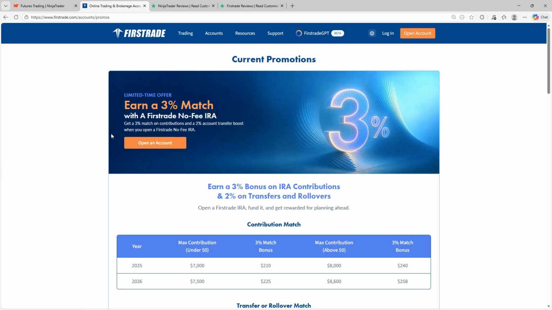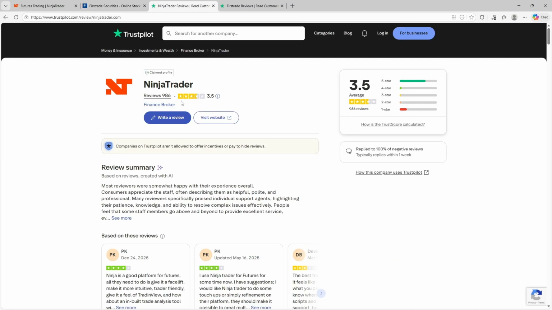Looking at third-party sentiment, NinjaTrader currently holds an exact Trustpilot rating of 3.5 out of 5 based on 986 reviews, with users commonly praising platform power, futures execution, and advanced tools, while noting complexity and learning curve challenges.